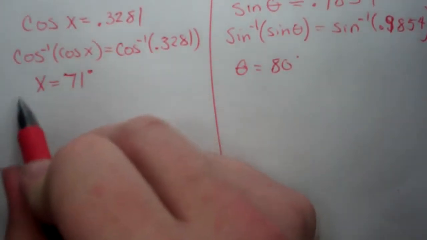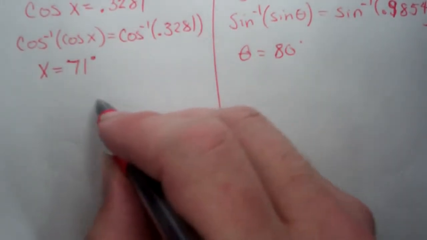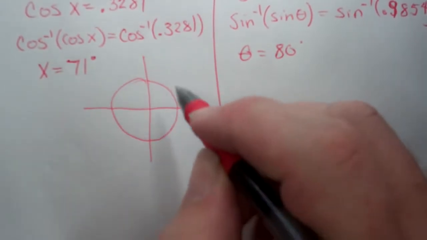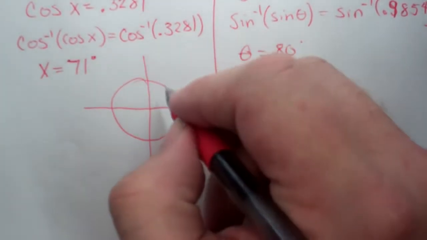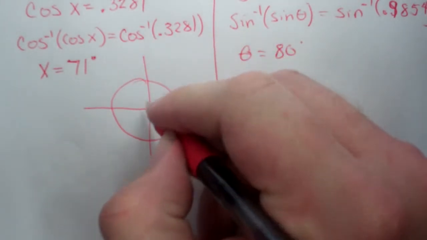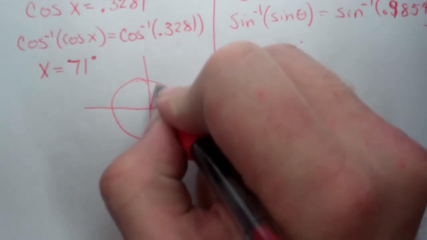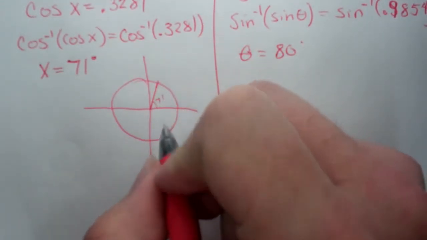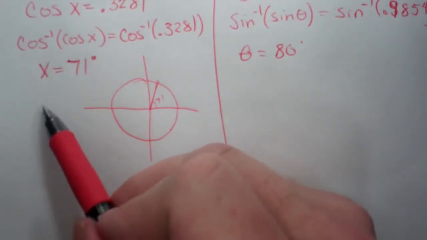And once we have one angle, we can reflect to find the others. So first we draw a unit circle, and we estimate where 71 degrees is. It does not have to be very accurate. You really just need to make sure it's put in the correct quadrant. 71 degrees is about right there. So if this is 71, let's find the appropriate reflection to get the other solution.